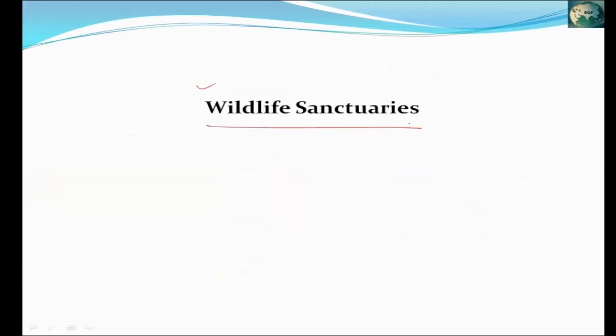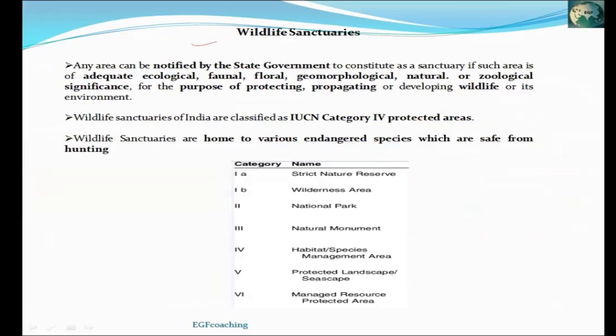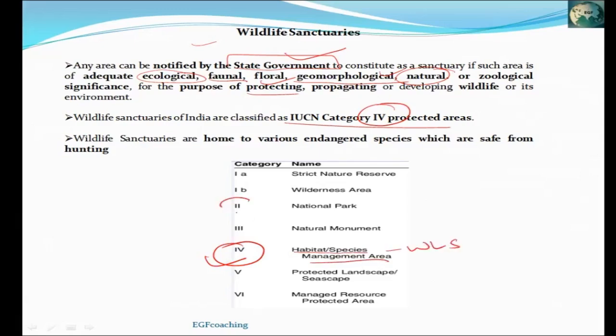Now next is Wildlife Sanctuary. Wildlife Sanctuary is also notified by the state government. Any area which has some ecological significance, important fauna species, important plant species, or any geomorphological significance or natural significance, then such areas are declared as wildlife sanctuary by the state government so that they can be protected and important species present here can be protected. Wildlife sanctuary is placed under IUCN category number 4. This is category 4, Habitat Species Management Area. This is wildlife sanctuary. National park has been placed under category number 2.